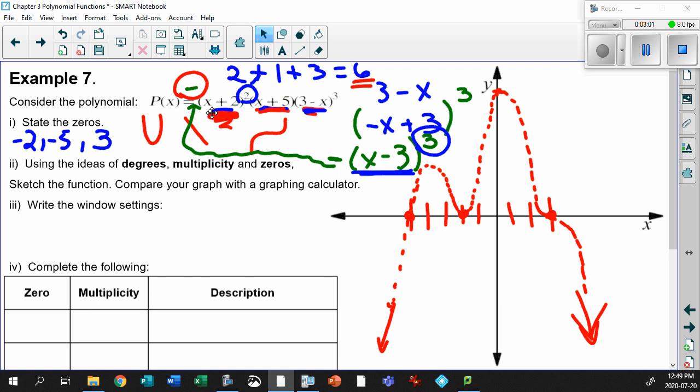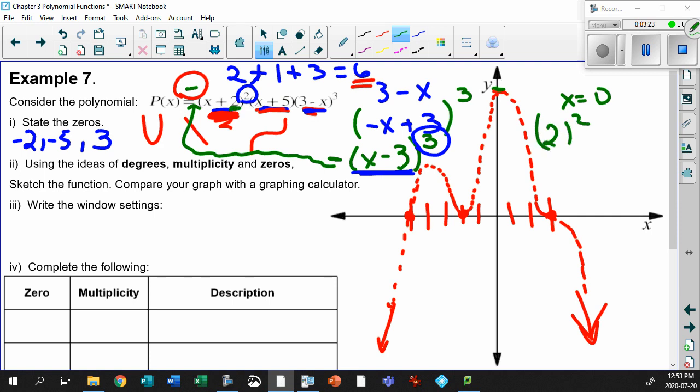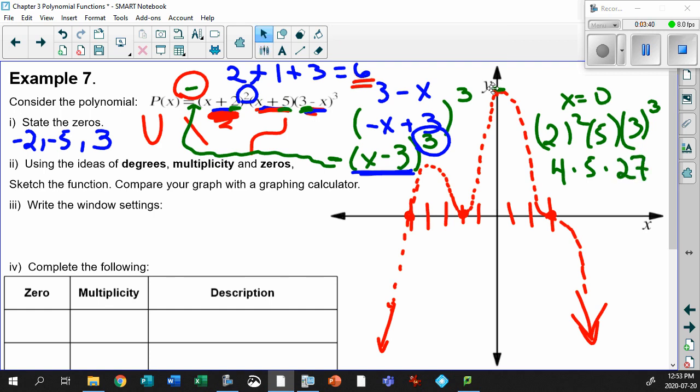Let's actually throw this in the calculator and see what it actually looks like. Before I graph this, I'm kind of curious as to what the y-intercept is going to be. How do I figure that out? Remember, x equals 0 for the y-intercept. So that's going to be 2 squared, times 5, times 3 cubed. 2 squared is 4, times 5, times 3 cubed is 27. That's going to be a huge number.